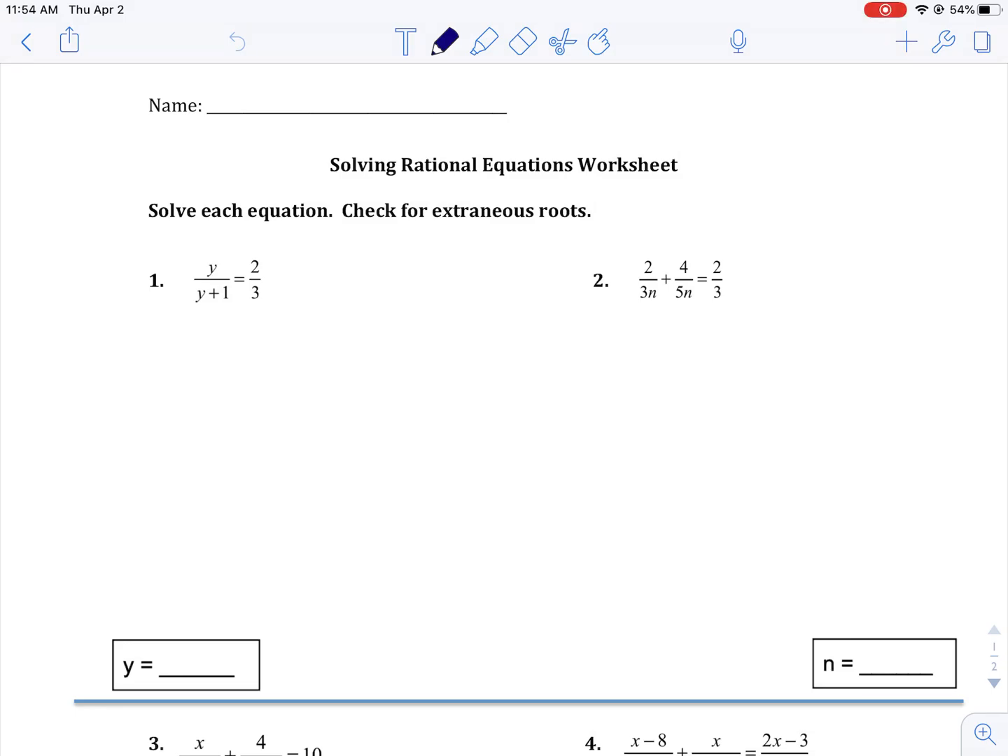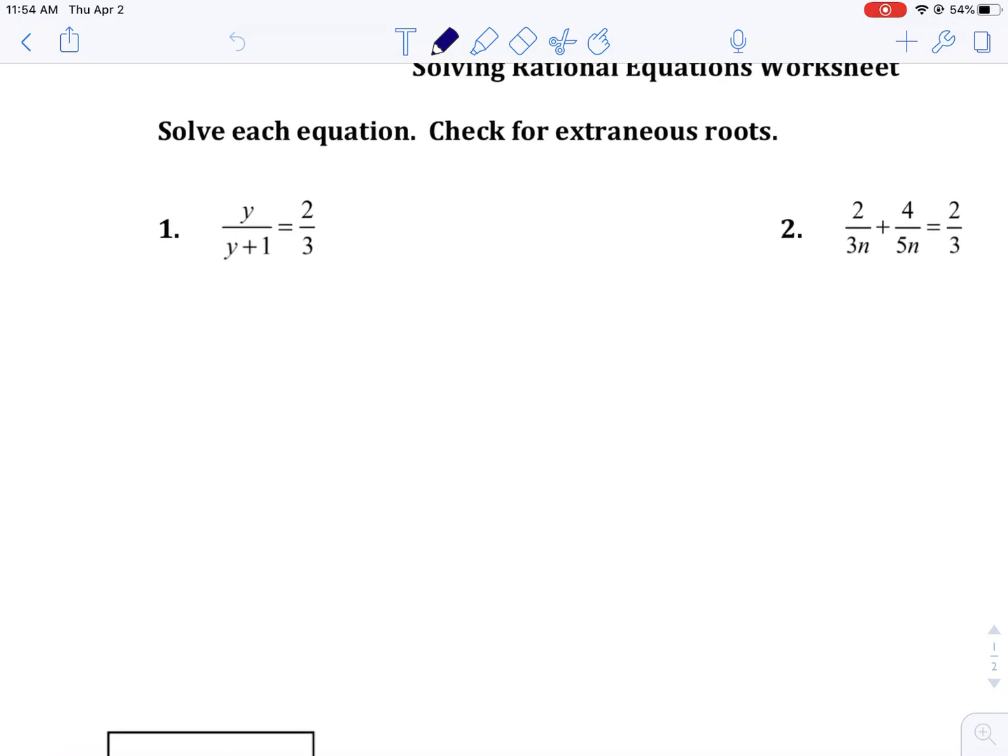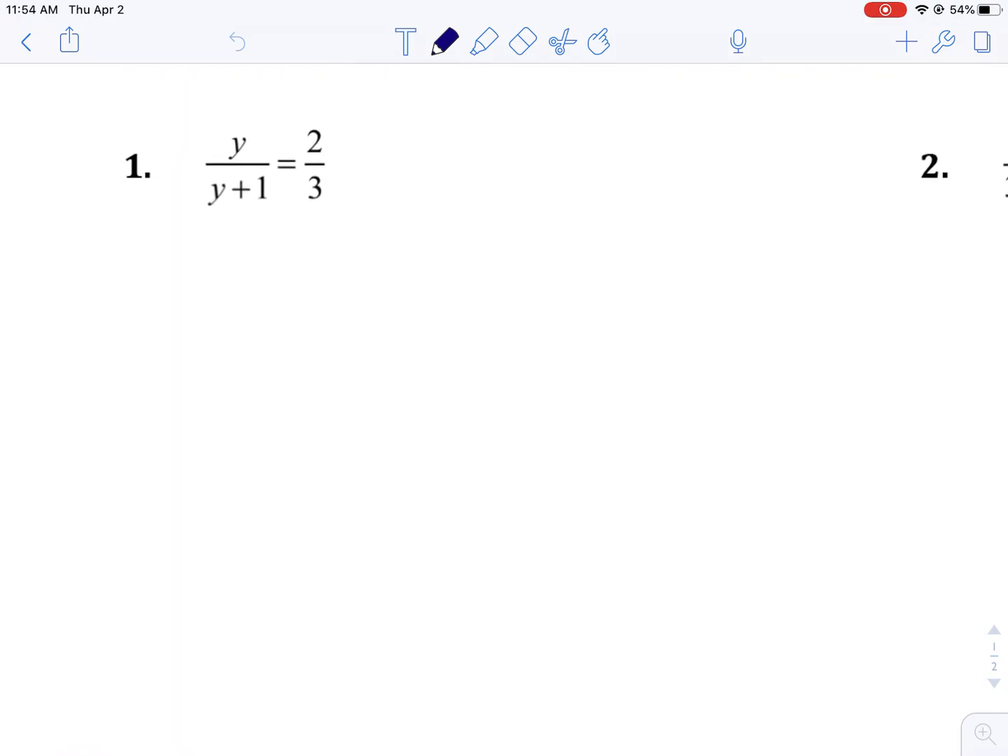Okay, this video is on solving rational equations, and of course, rational comes from the word ratio, meaning fraction. So you see everything here is a fraction, and let's focus on the first one. Now, probably the easiest way to do this first one is to just cross multiply, but just to get you in the habit of finding a least common denominator, I'm going to go ahead and find that.